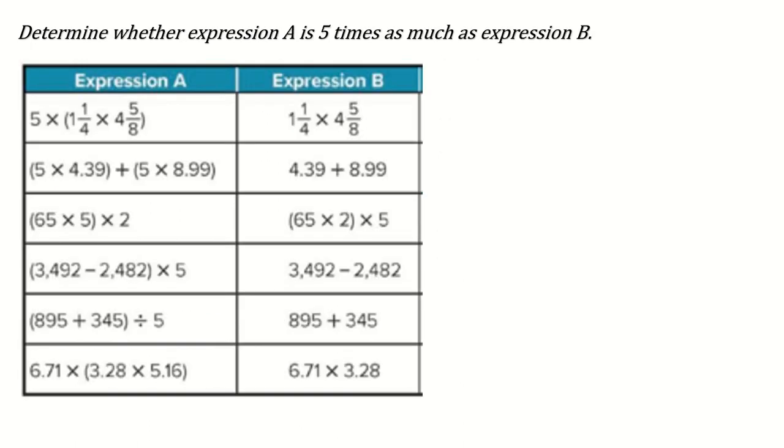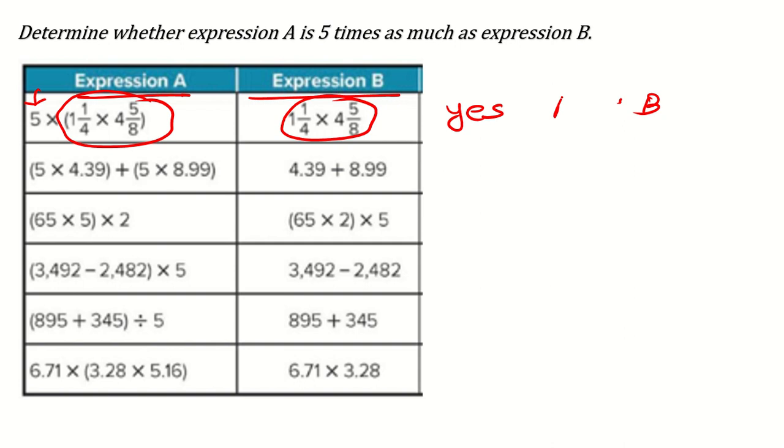Now, next is determine whether expression A is 5 times as much as expression B. So what you can do here, you see this expression is written here, and the same expression is here. Yes, just multiply by 5. So it means it is yes. Here expression A is 5 times expression B. It means whatever you have in B, A will be equal to 5 times B.